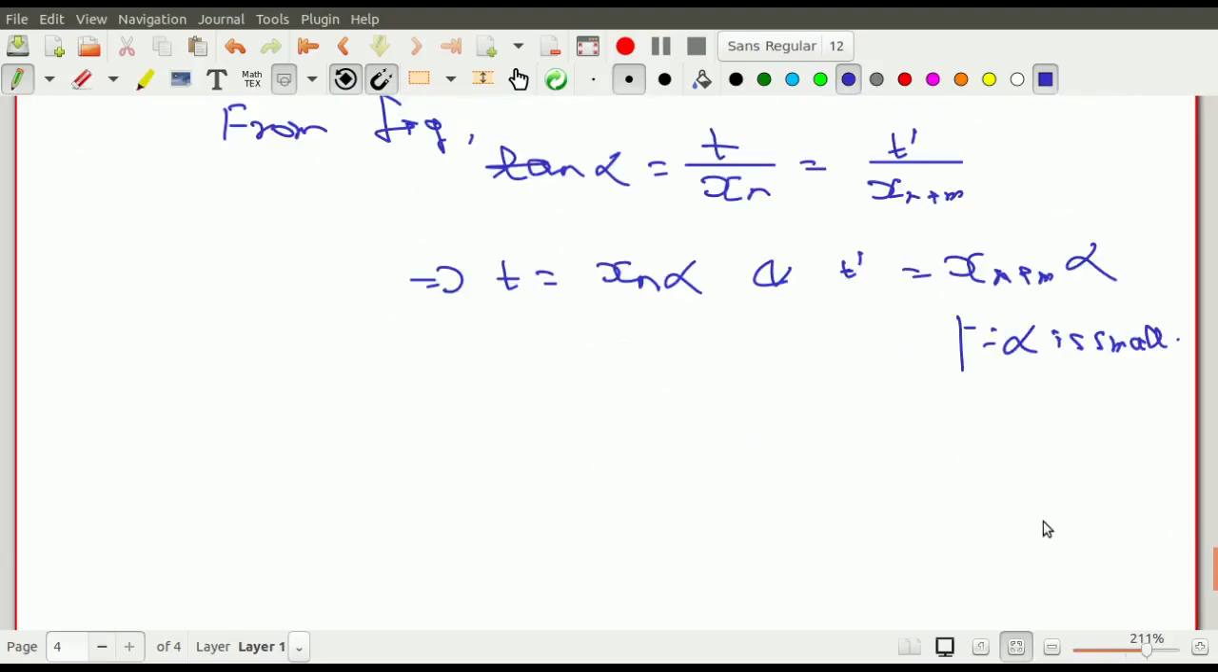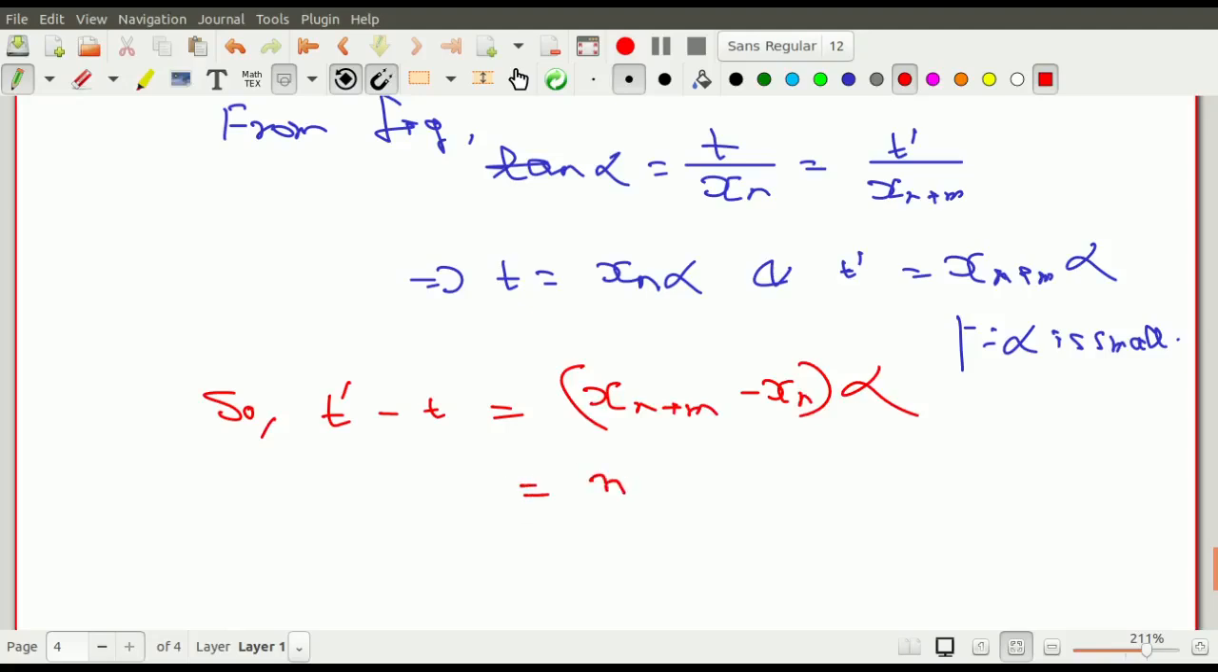So what will T minus T dash be, which we want to find here? Look at the heading, the difference of thickness between 2 points. So it will not be T minus T dash, it will be T dash minus T, because T dash is greater over here. So T dash minus T is xn plus m minus xn, common is alpha. Understood?